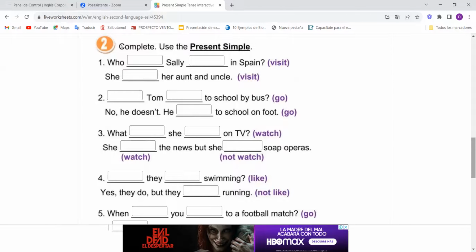Y la parte número 2 completa el presente simple. Who, Sally, sería el auxiliar does, ¿verdad? Yes, yes. Sally's, yeah. Miss ya no se agregaría el S in the verb. If it is positive, yes.